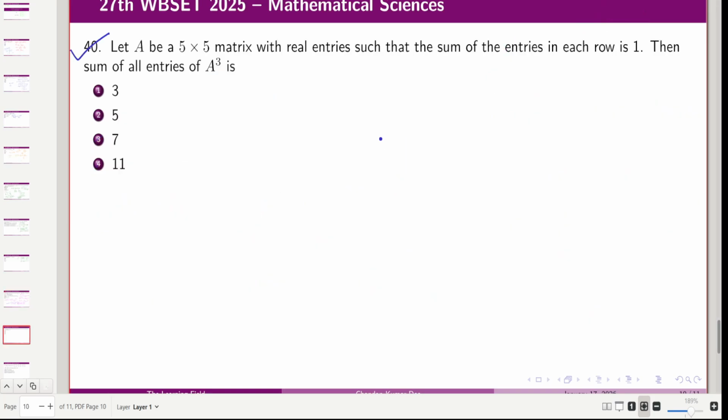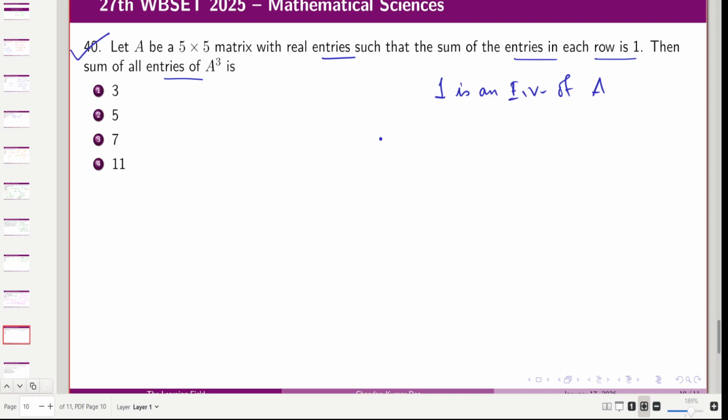It says that let A be a 5 by 5 matrix with real entries such that the sum of all entries of each row is 1. Then the sum of entries of A cube is? So the row sum is 1. That means 1 is an eigenvalue of A. But the eigenvalues of A cube, how can we find?